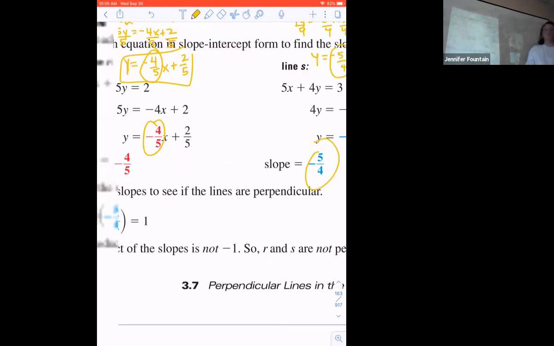If both of my slopes are negative, I know they're not perpendicular. I can stop there. I don't even have to worry about reciprocals. They're both negative, so one's not positive, one's not negative, so I know that they are not going to equal -1.